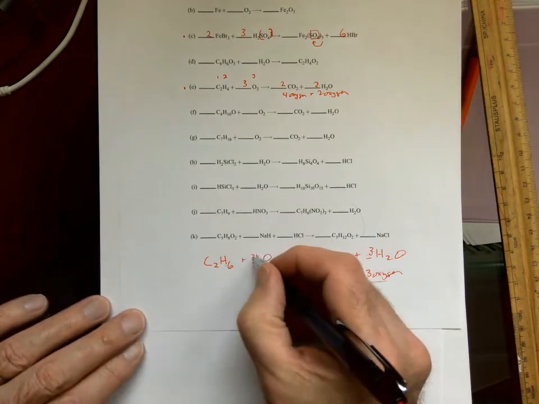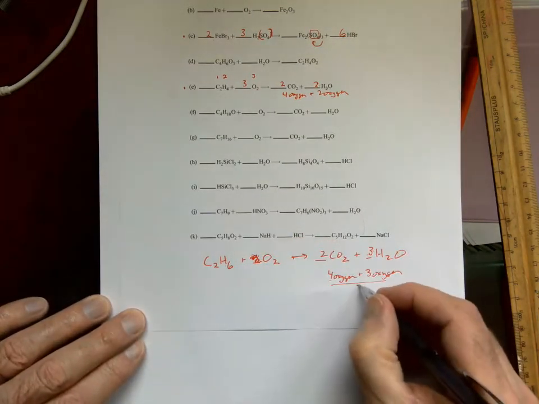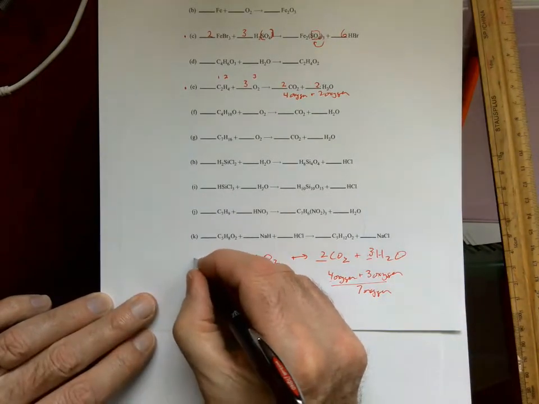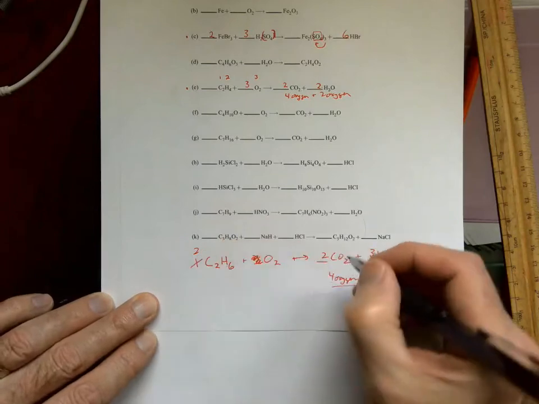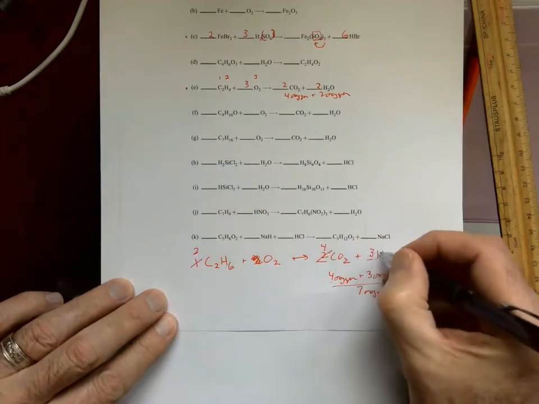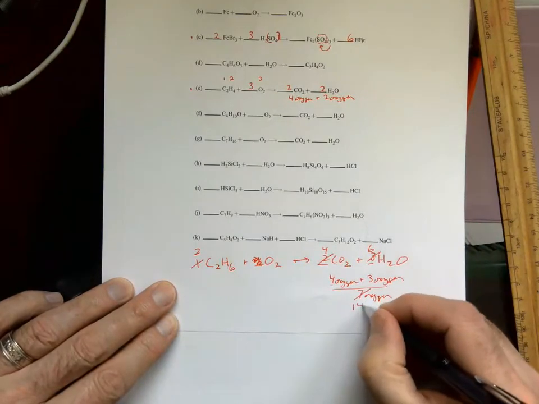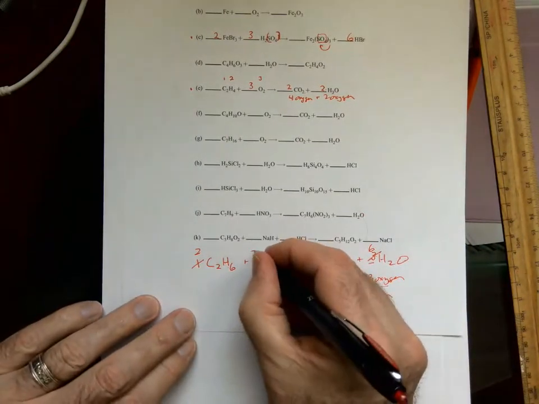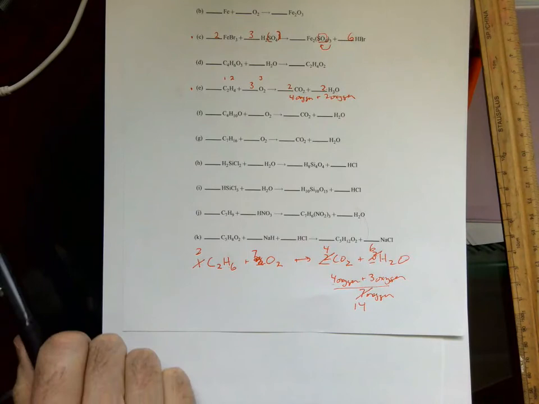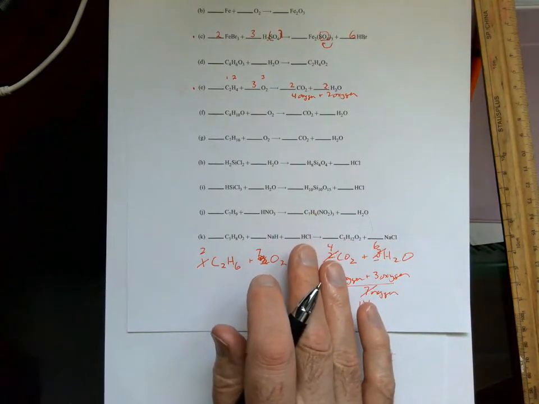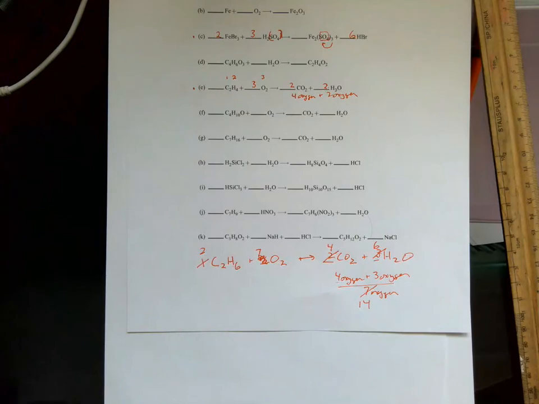Okay, here's your next trick you can do. If you've got 7 oxygen altogether on this side, what you do is you go through and you double everything. 2, 4, 6. That would make 14 oxygens over here. 7 times 2 is 14. I would highly suggest that you watch this video a couple of times.